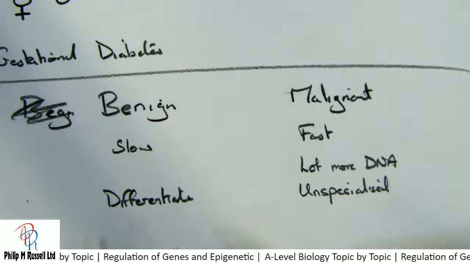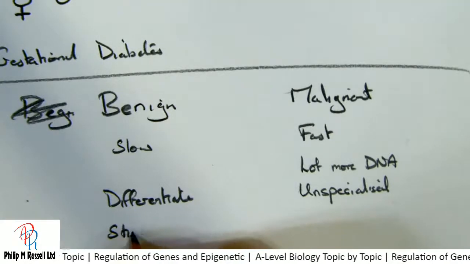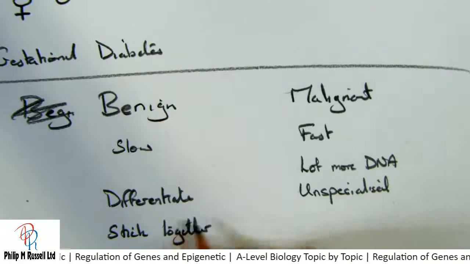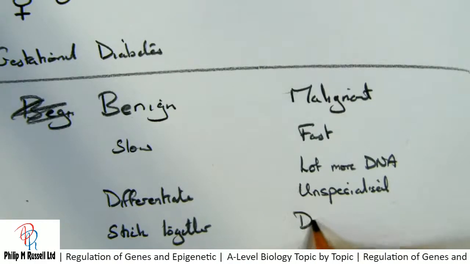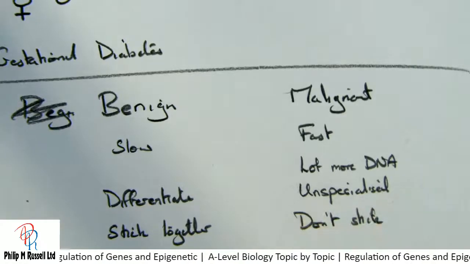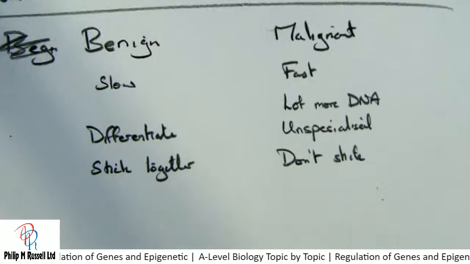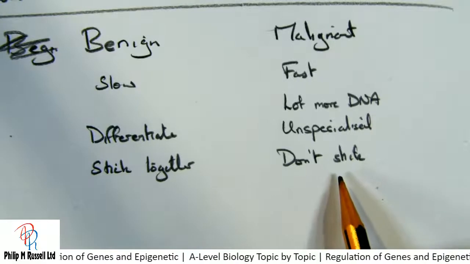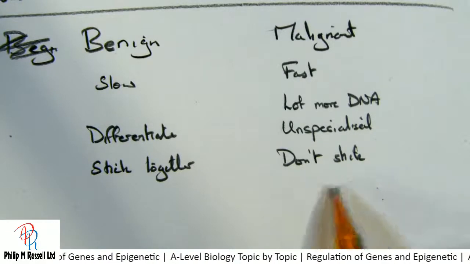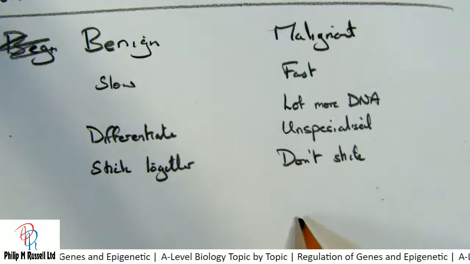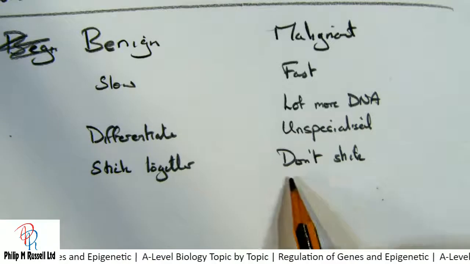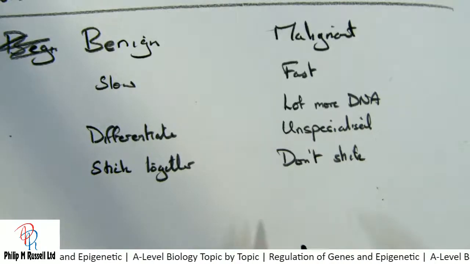The cells here, because of this, stick together, and here they don't stick. And this is where the problems begin with malignant ones. If the cells don't stick, they can spread out to all sorts of parts of the body, and they can cause tumours occurring anywhere in the body.